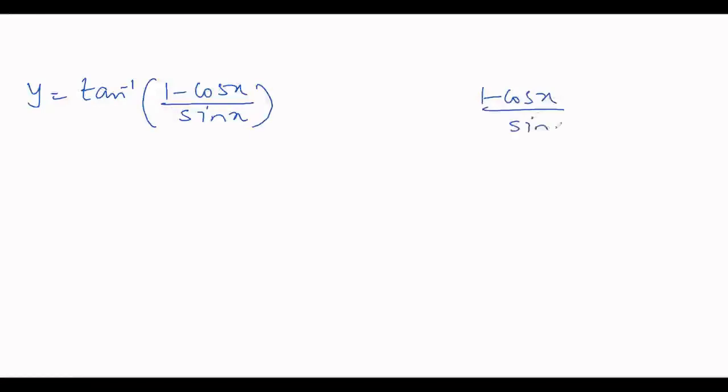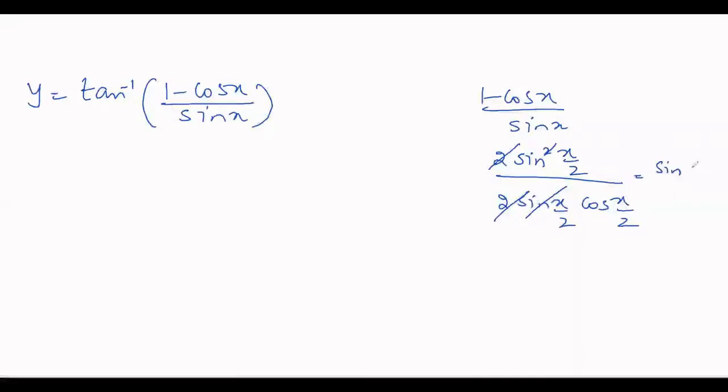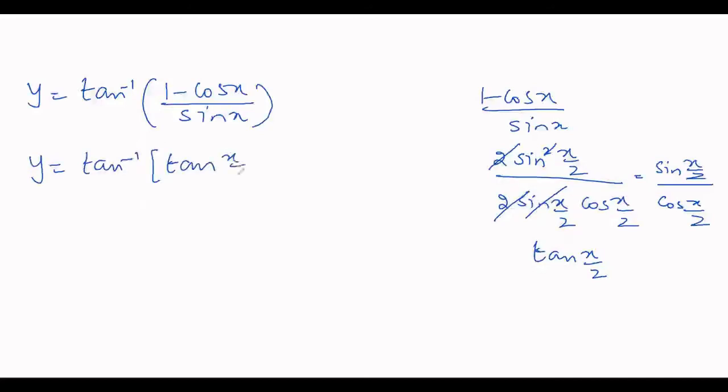So 1 minus cos x we know from the identity is 2 sin squared x by 2. Sin x half angle formula is 2 sin x by 2 cos x by 2. So let me simplify. 2 gets cancelled. 1 sin term gets cancelled. I am left with sin x by 2 divided by cos x by 2, which is nothing but tan x by 2, because sin over cos is tan. So y is now equal to tan inverse of tan x by 2. So tan inverse of tan x is x. So in this case, y is equal to x by 2. So what is dy by dx? Simply the coefficient of x, which is 1/2.